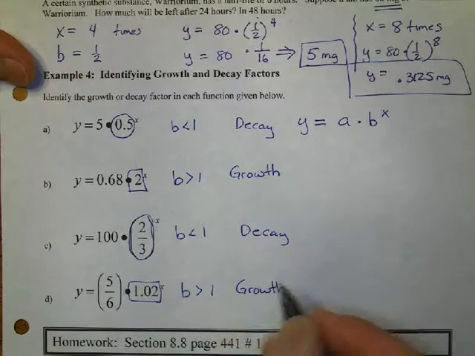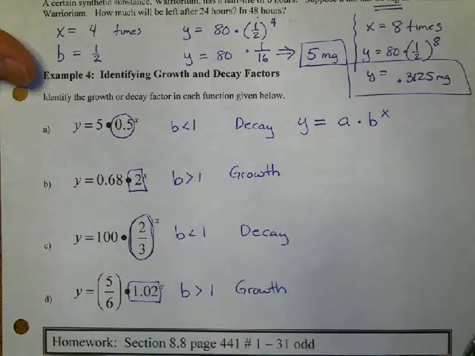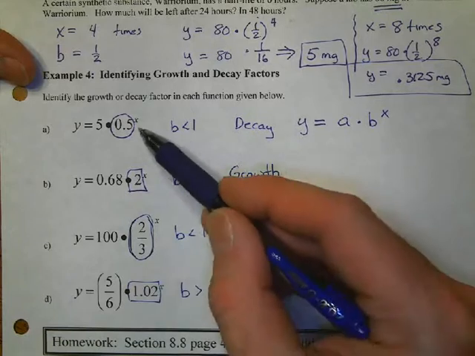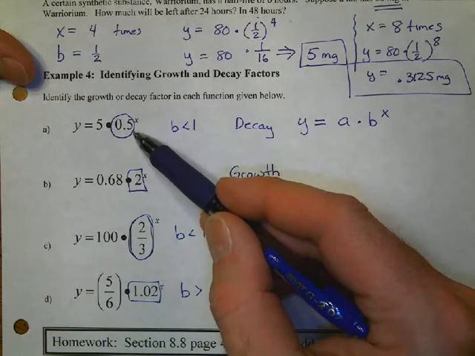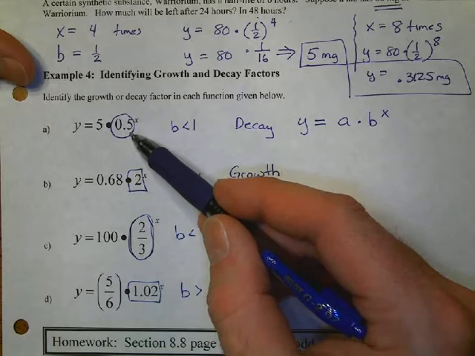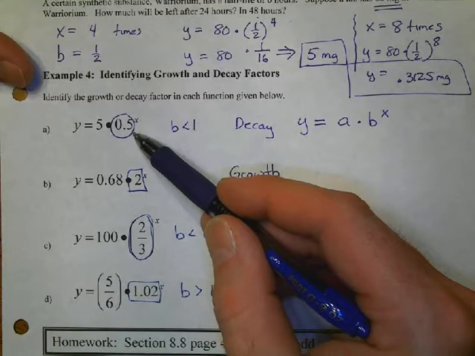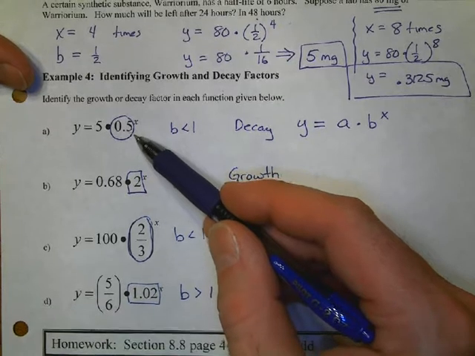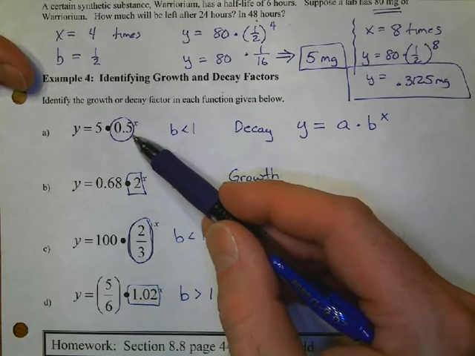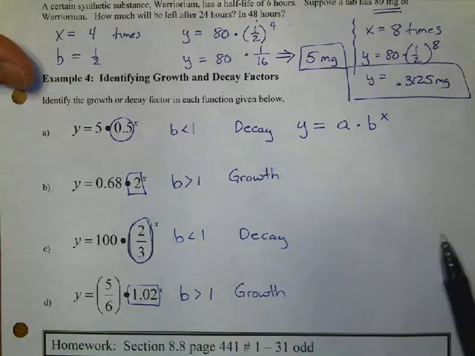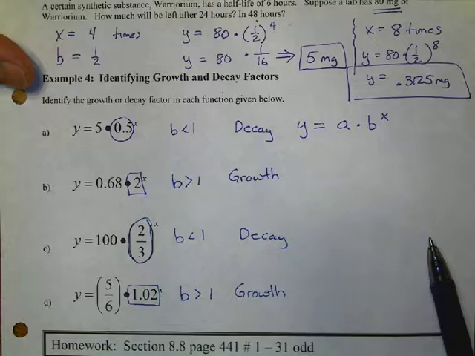What's it going to be for here? Is it 2? Is it 3? Actually, it's 2/3. Well, obviously 2/3 is less than 1, so that's an example of decay. Look at our last one. What's that going to be? 5/6 is the initial amount, very small you may say, but the growth factor is actually 1.02. And since 1.02 is greater than 1, that's an example of growth.